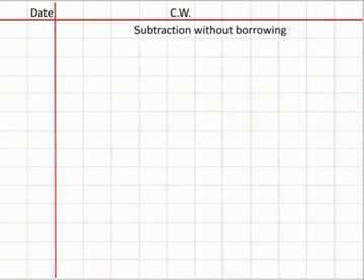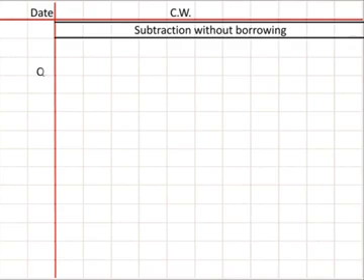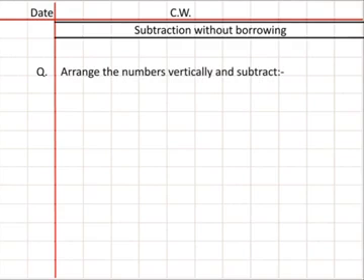Open your mathematics notebook. Write today's date. Classwork. Topic: subtraction without borrowing. Draw two horizontal lines to highlight the topic. Arrange the numbers vertically and subtract. A.